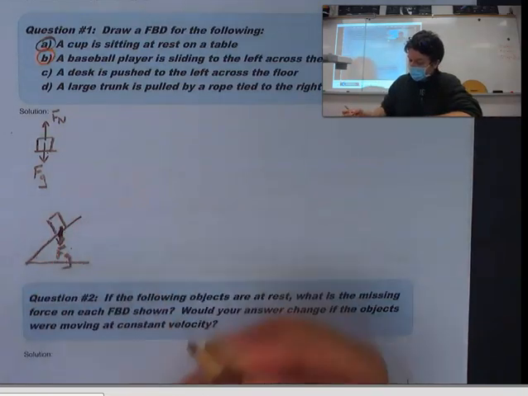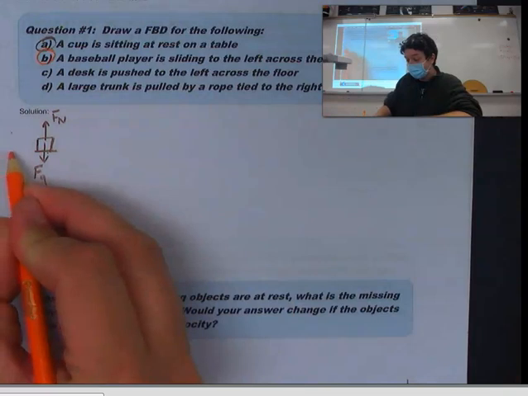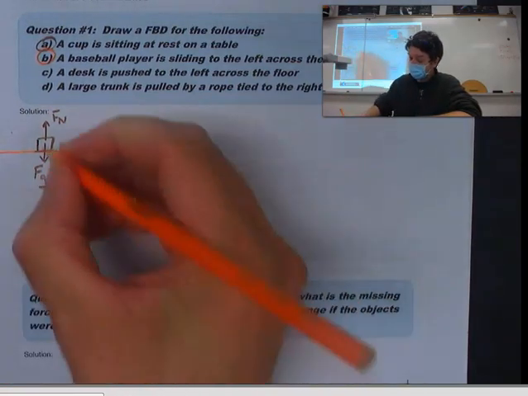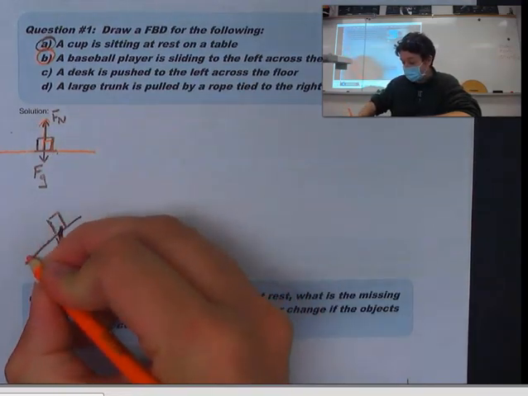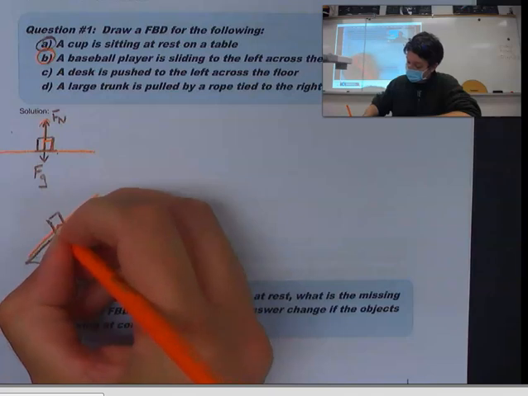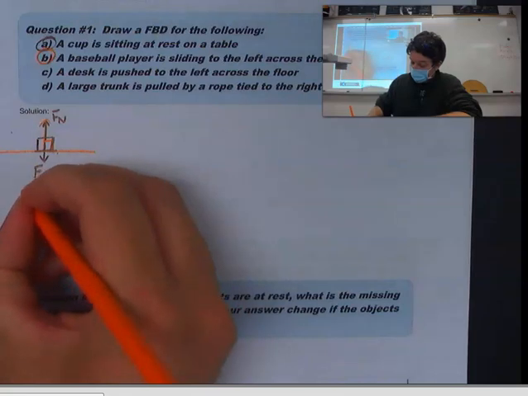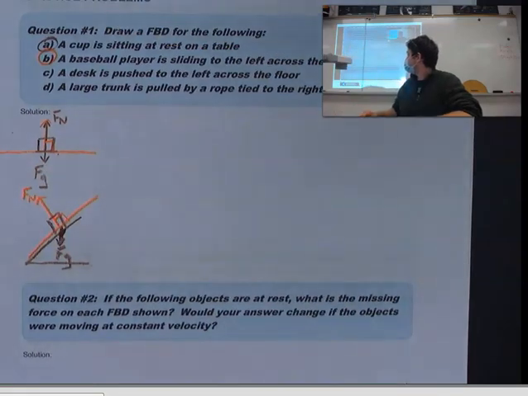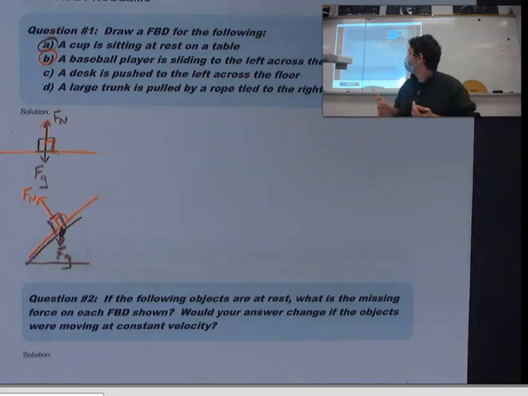Now, the normal force is always perpendicular to the surface it's in contact with. So in the first one, the surface in contact was here, and so it's perpendicular to that, going straight up. In this one, this is the surface, so perpendicular to that is like this. So whenever you have something flat on a table, yes, it will be opposite to gravity, but it's not always going to be opposite to gravity.